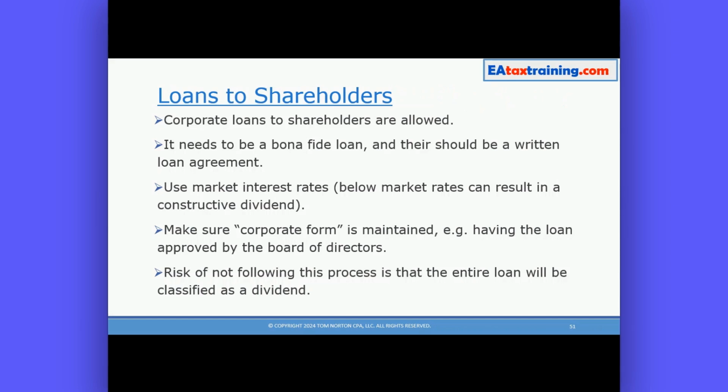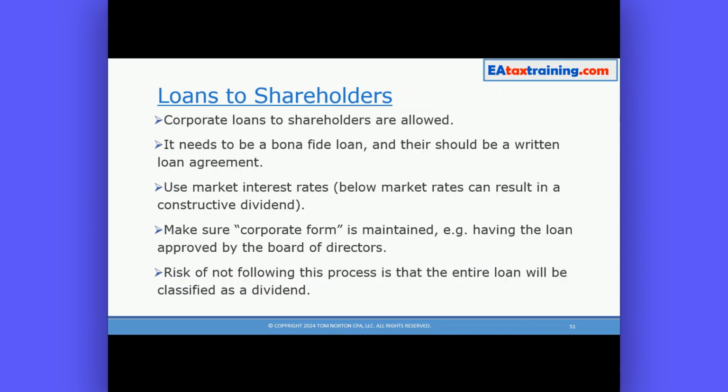So, for example, the loan might have to be approved by the board of directors. So you'd want to do that. You'd want to have all the documentation in place. And the risk of not following all of these processes is that the IRS could step in and say that the entire loan is not really a loan, but it's a dividend.